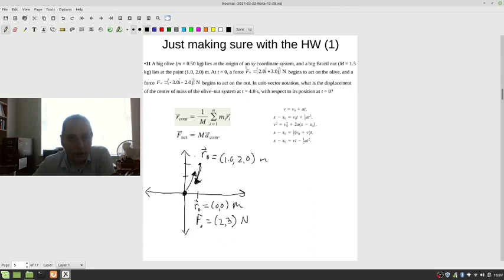Okay, so they're going to kind of be pulling in different directions. The olive is going to go one way, the Brazil nut's going to go the other way, but they're not exactly the same mass and they're not exactly going in opposite directions, so this isn't going to quite cancel out. Okay, so what it's asking is, in unit vector notation, what is the displacement of the center of mass of the olive-nut system at t equals 4 seconds with respect to its position at t equals 0?